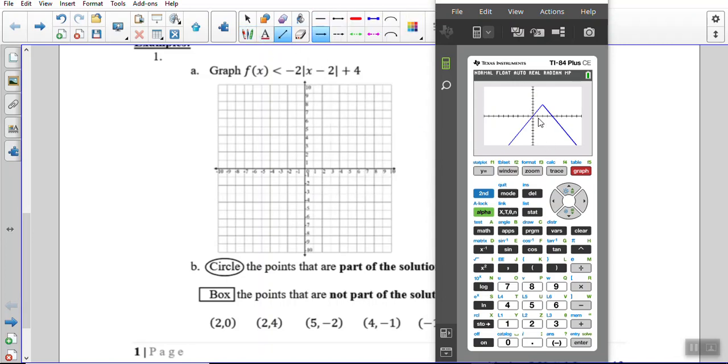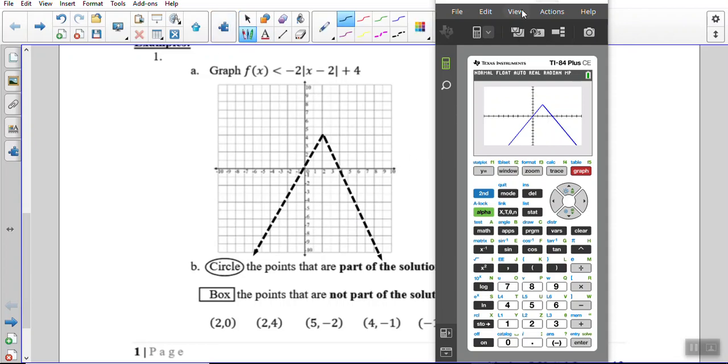To draw this, I see that I need a dotted line because it's not equal to, and my vertex is at 2, 4. My vertex is at 2 and then 4 somewhere here, and then it's going through the origin, so I'm just going to do that. And then it's going through 1, 2, 3, 4. It's the other one. I'm just going to make it go through 4. Let me connect these dots.